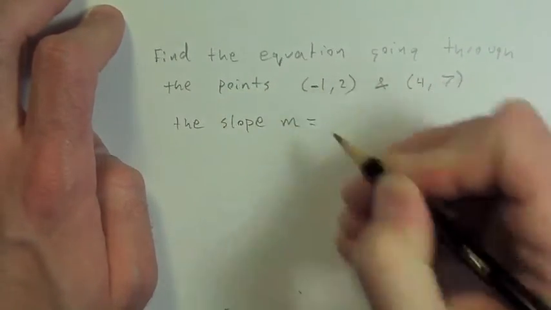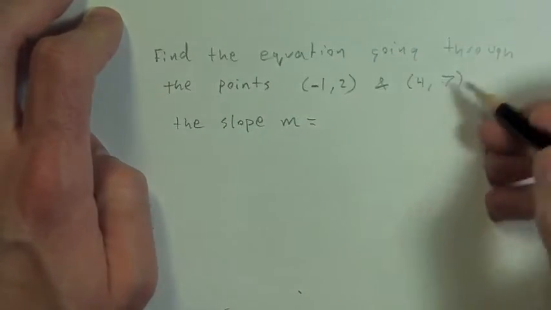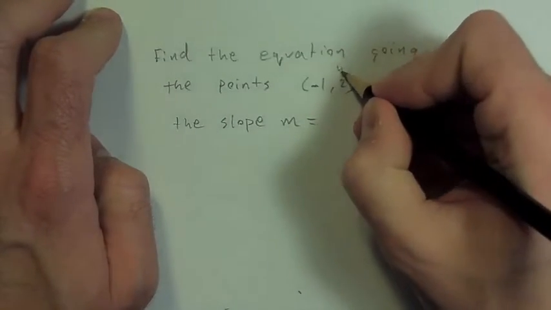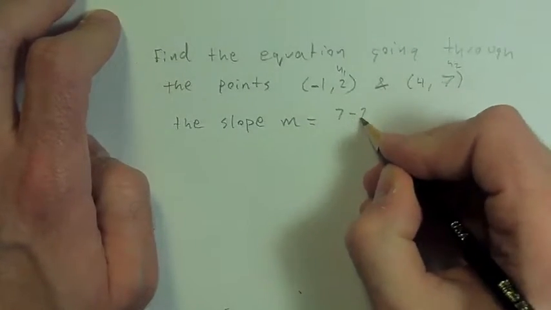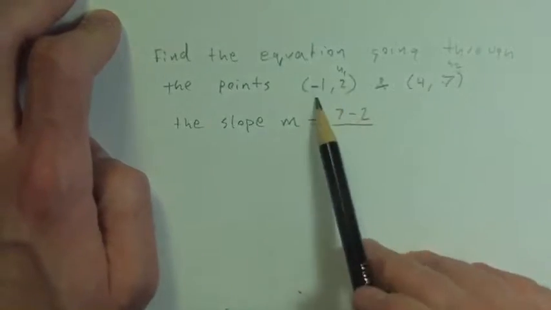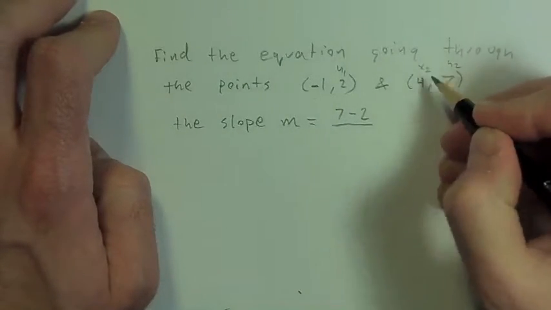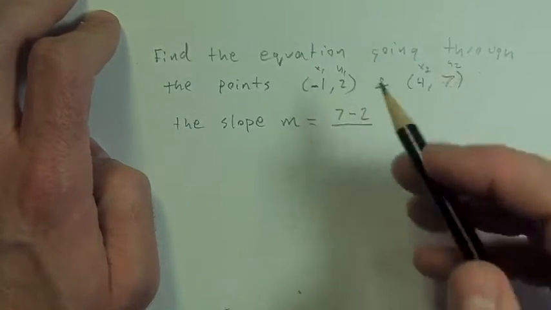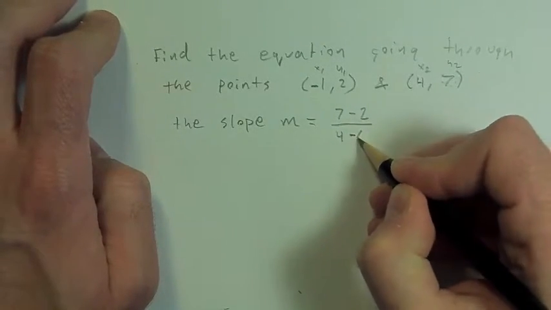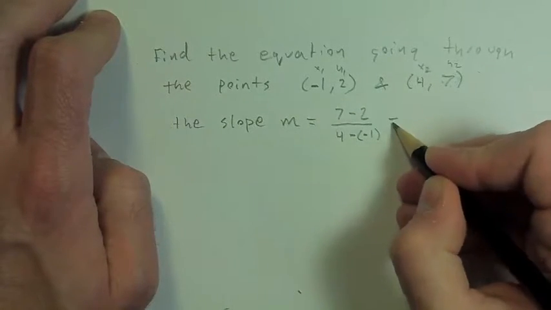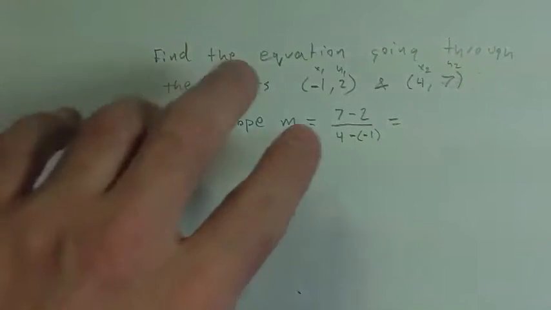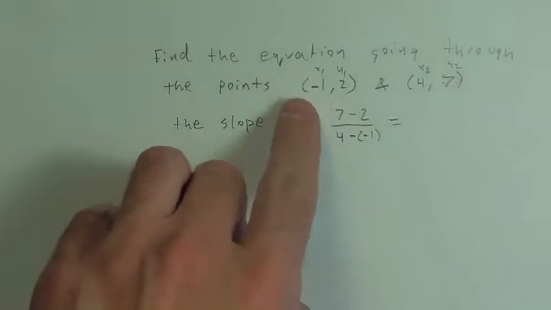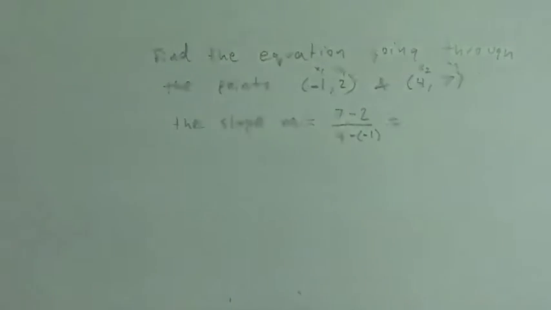So the slope m will be my change in y. So if I say that this is y2, this is y1, I'll do y2 minus y1, so it'll be 7 minus 2. And then in my denominator, I'll take my x2, subtract by my x1. So I have 4 minus a -1. So be careful with those negatives. And again, the order isn't so much important as long as you stay consistent. You could do 2 minus 7 over -1 minus 4 if you want to do it that way, but you have to keep things matched and consistent.